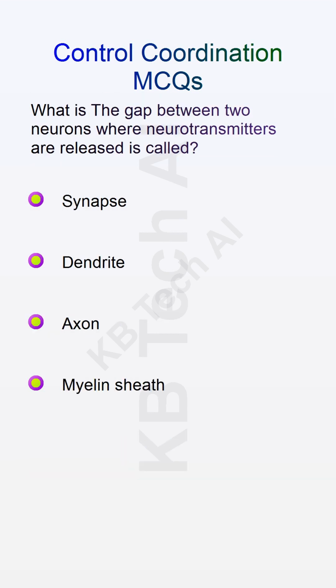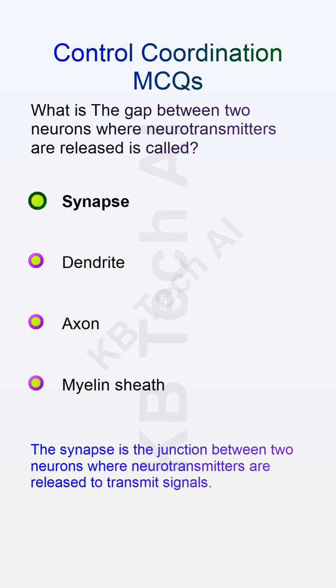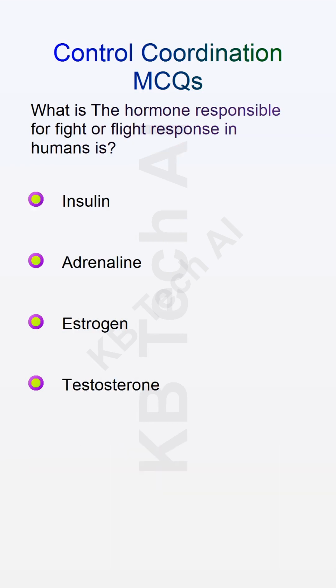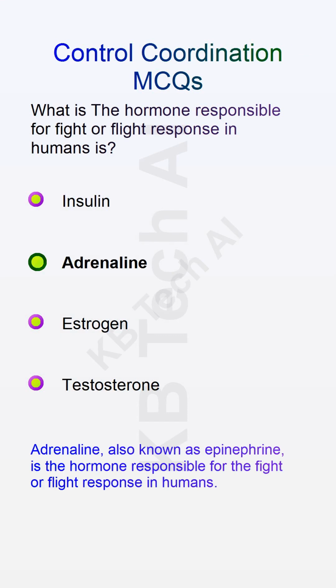What is the gap between two neurons where neurotransmitters are released called? Option 1, synapse, option 2, dendrite, option 3, axon, option 4, myelin sheath. The answer is, option 1, synapse. What is the hormone responsible for the fight or flight response in humans? Option 1, insulin, option 2, adrenaline, option 3, estrogen, option 4, testosterone. The answer is, option 2, adrenaline.